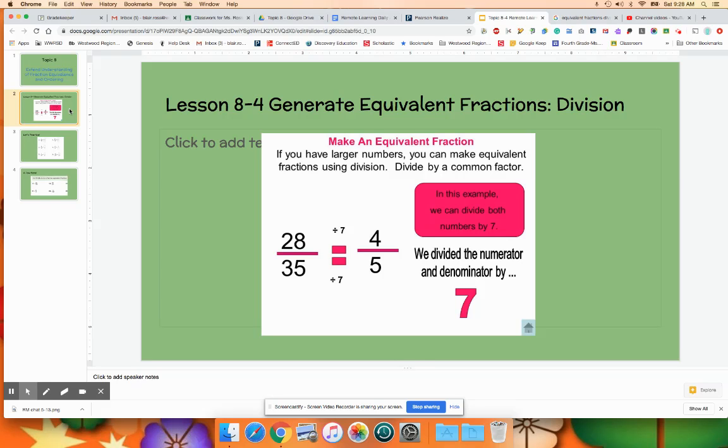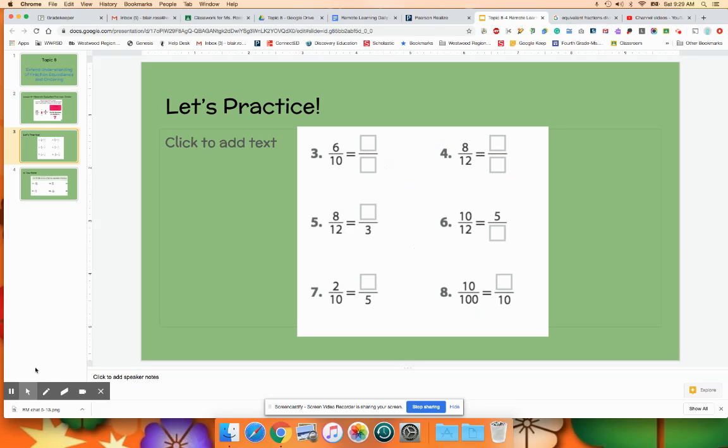When you divide, you have to make sure you're picking a number that is a factor of both the numerator and the denominator, right? If you look at this question, we have 28 over 35 and they want you to divide. So you have to think of a number that is a factor of both 28 and 35. If I pick 2, you can divide 28 by 2, but you can't divide 35 by 2. So you have to pick a number that is in the fact family of both numbers. In this case, we chose 7 because I can divide 28 by 7 and I can divide 35 by 7. Let's look at a few examples together.